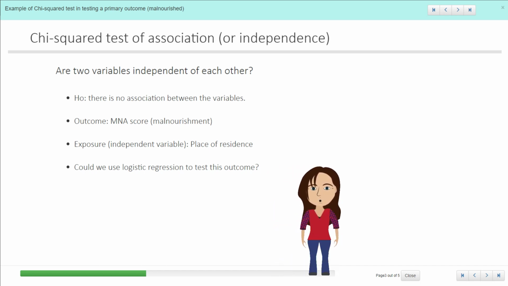So maybe you're wondering, why didn't they use logistic regression to test this outcome? And hopefully you'll remember that logistic regression can only be used if you've got a binary outcome, and in this case they've got three levels: the malnourishment, at risk of malnourishment, and well nourished. So there are other regression techniques you could use. We're not covering that, but they've just used a chi-squared test for simplicity.